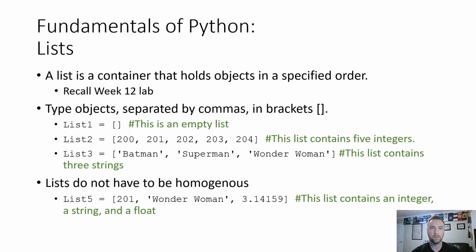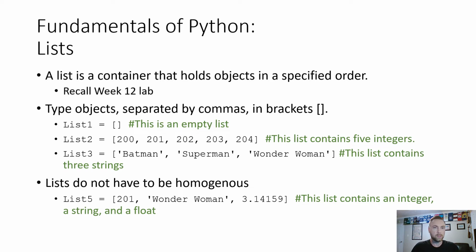And as you should recall, lists are indexed by numerical values. So depending on the order of the object within the list, it's all assigned an index value from 0 on up. So a couple of examples here. We type objects separated by commas into brackets to create a list.